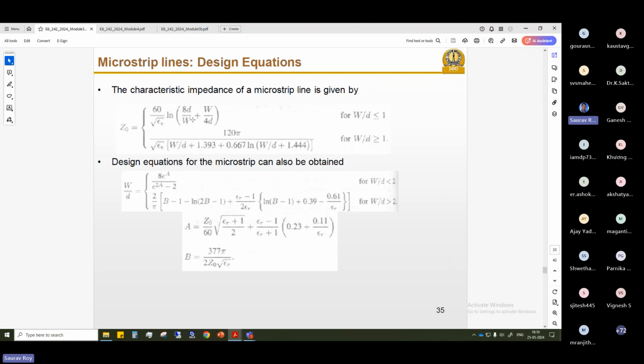50 ohm transmission line, and you are given a substrate like FR4. So you know the epsilon R, and then you have to design or fix your W such that the Z naught is 50. That is the calculation you have to do.